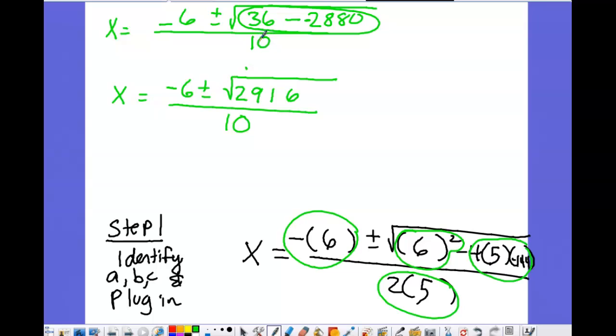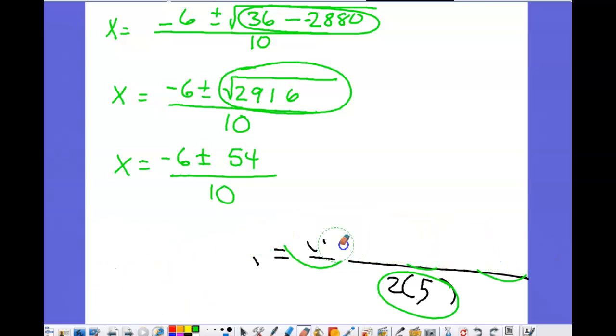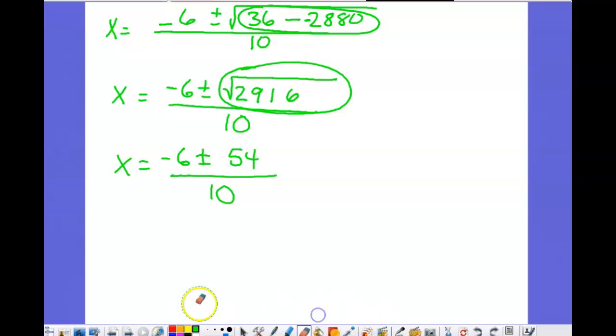Now here's why the first problems we're doing are nice problems, because these are perfect square roots. Could someone type this number and push the square root button for me on your calculator? What is it? It's 54? Okay, so that's the next thing. So let's circle this, because that's the next thing we're going to simplify. So that's x equals negative 6 plus or minus 54, right? Because that's what the square root of 2,916 is. So I just used the calculator.